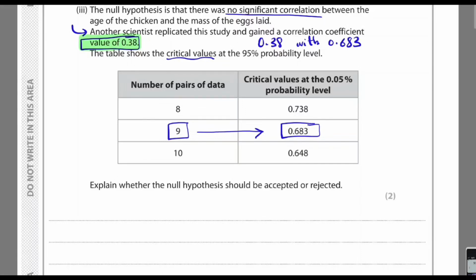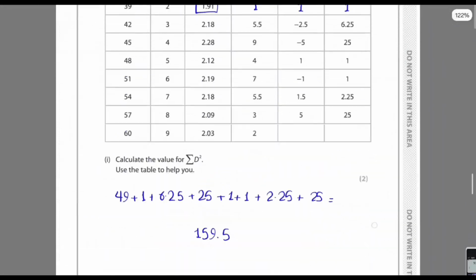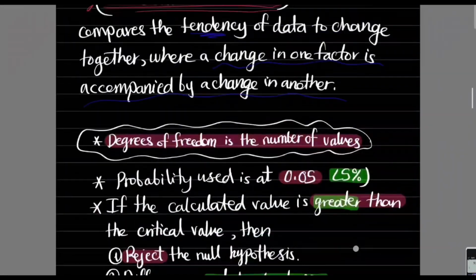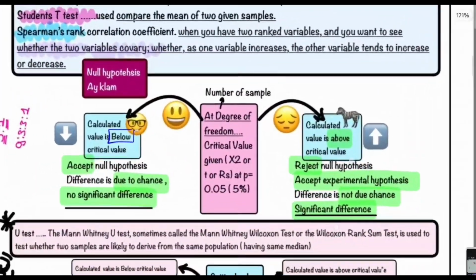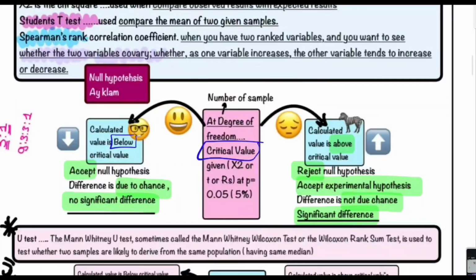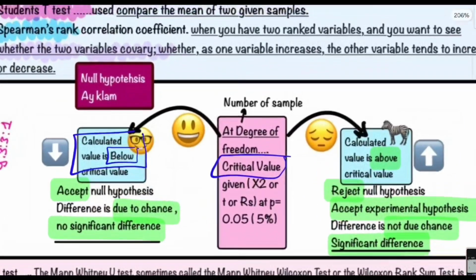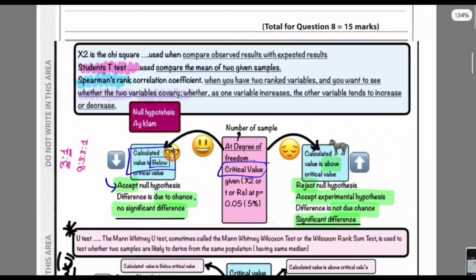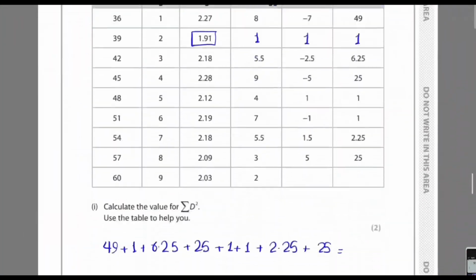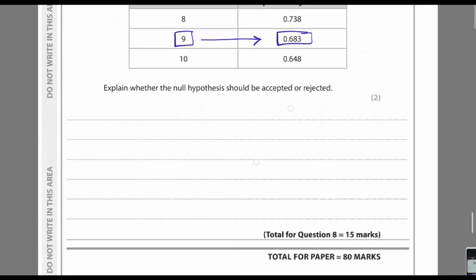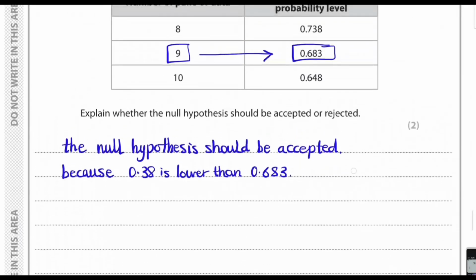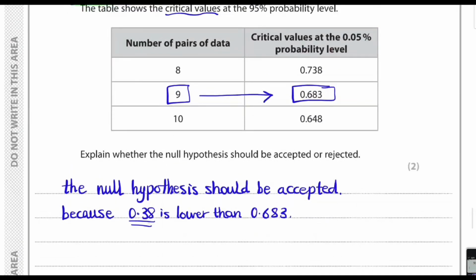Which value is higher than the other? Well, the calculated value is lower than the critical value, so the null hypothesis should be accepted. According to what we have learned already, we compare the critical value with the calculated value, and if the calculated value is below the critical value, we accept the null hypothesis. So we're just going to write here that the null hypothesis should be accepted because 0.38, which is the calculated value, is lower than 0.683, which is the critical value.